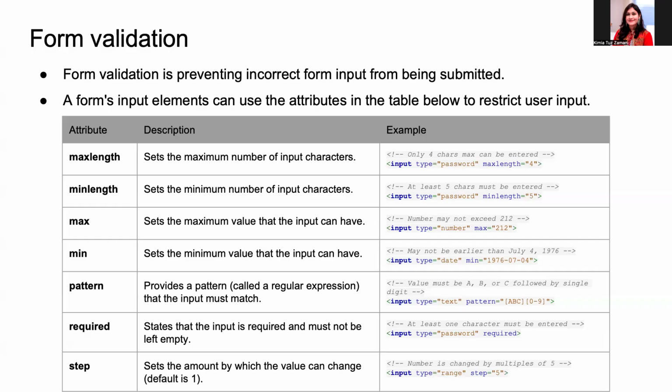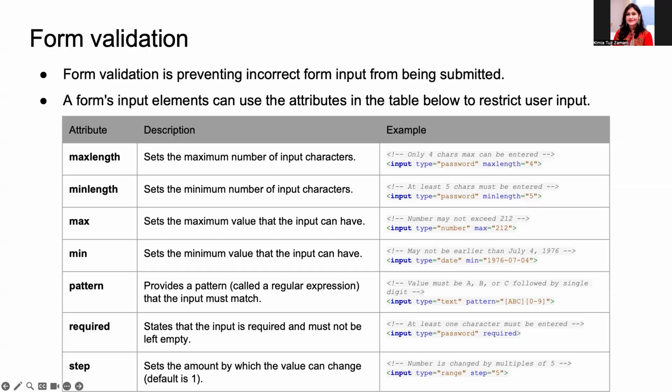There's also the pattern attribute, which uses something called a regular expression to enforce very specific rules, such as requiring a sequence of letters and numbers in a particular format. The required attribute simply ensures that a field cannot be left blank, which is essential for input like email or phone number fields. And finally, the step attribute controls how values increase or decrease. For instance, allowing only multiples of 5 in a number field.